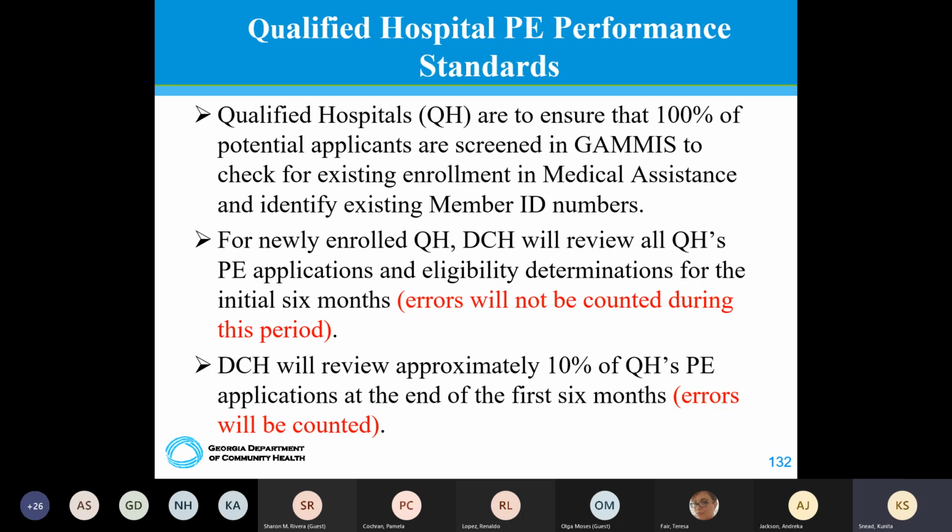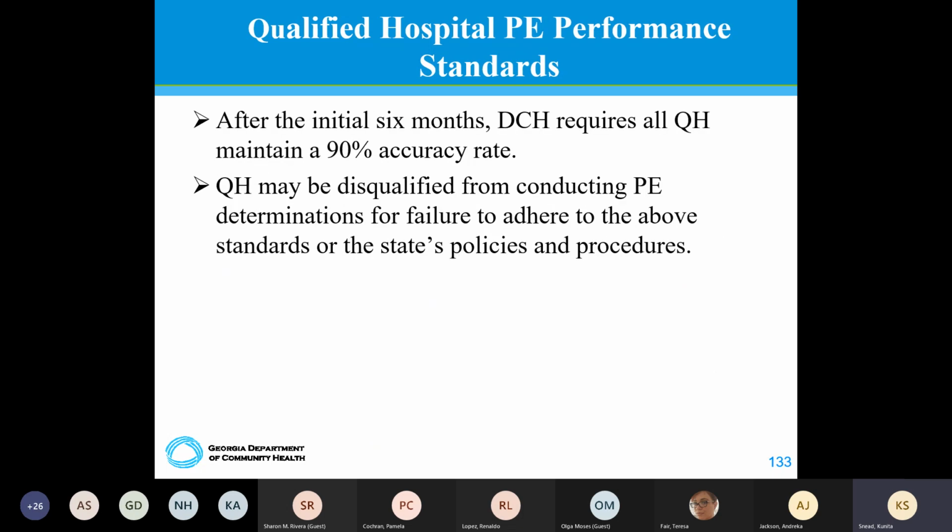Each month, we have a report that we pull from GAMIS. Every time you enter someone in GAMIS, it captures that information. So we do a report every month to figure out how many people you approved for presumptive or how many applications you put into GAMIS. Once that report has been completed, we look at the total number for each hospital for that particular month, and we take 10% of that, and that's the amount that we audit for that month.